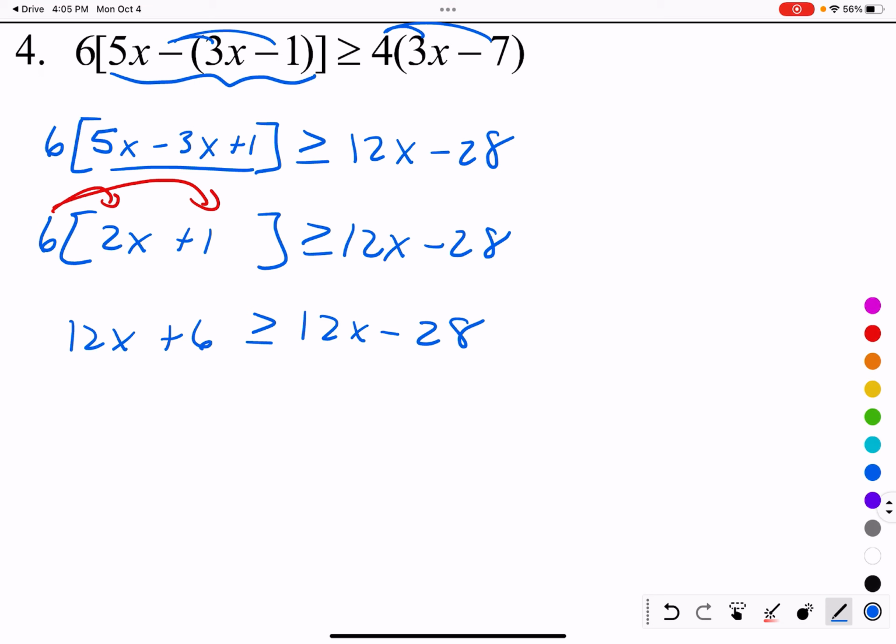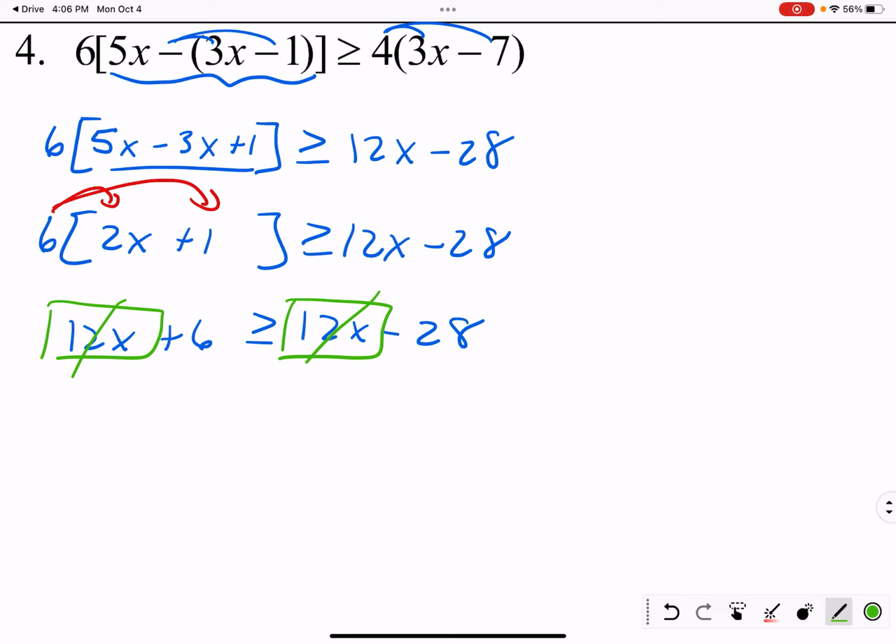Okay, so something should be jumping out at you on this one. We notice that we have 12x on both sides. Okay, so that means they're going to cancel, right? If I subtracted out 12x on both sides, those would go away. So now what I want to check is, is this answer going to be true or not?